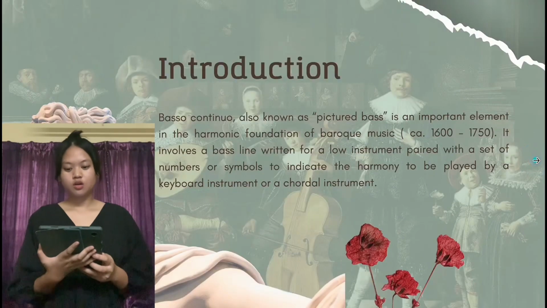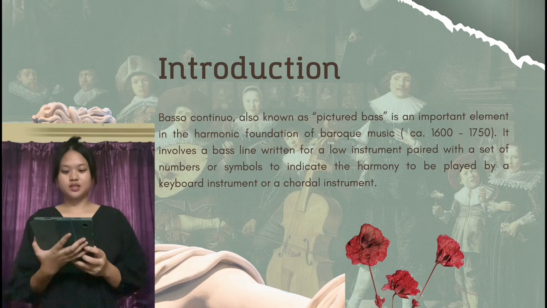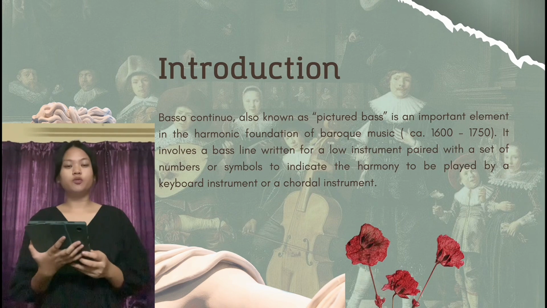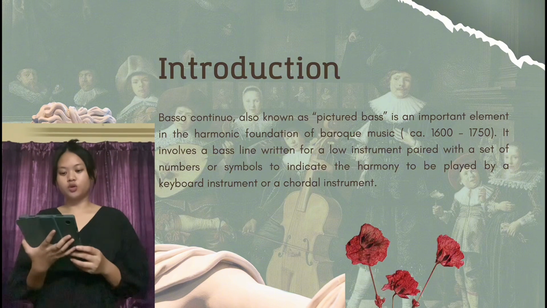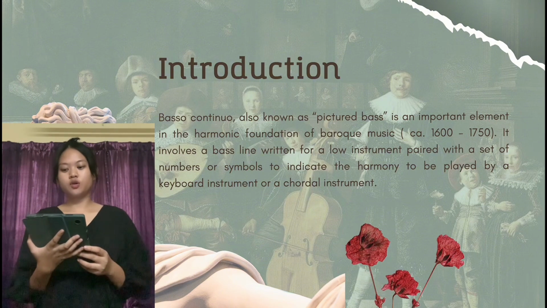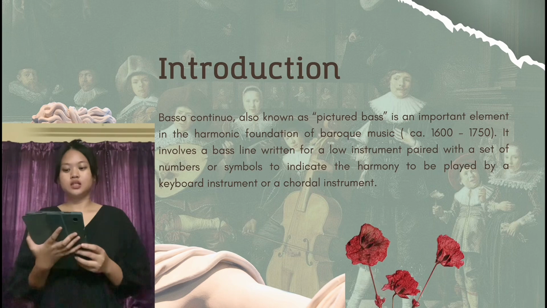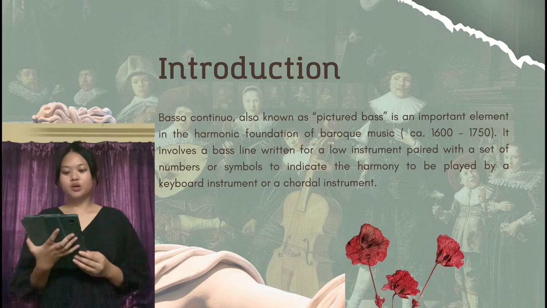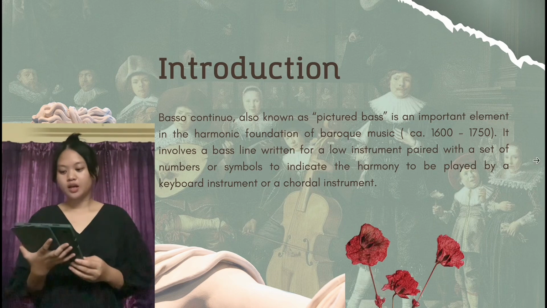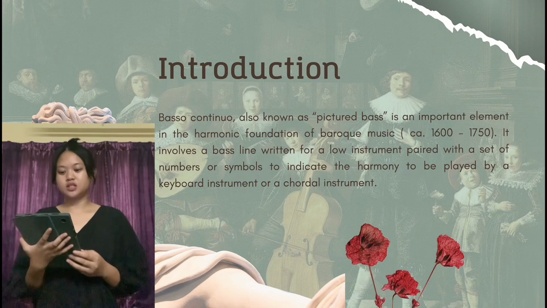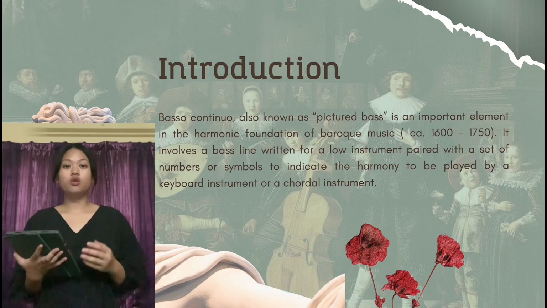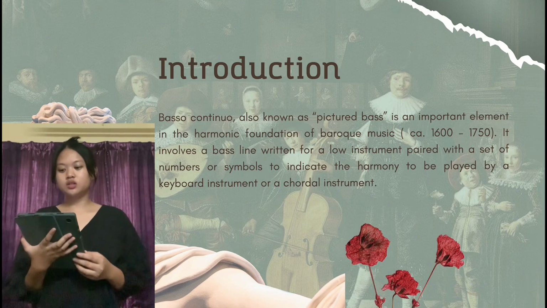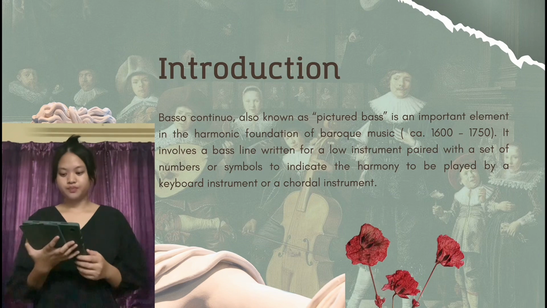Basso continuo, also known as figured bass, is an important element in the harmonic foundation of Baroque music. It involves a bass line written for a low instrument, such as cello or bassoon, paired with a set of numbers or symbols to indicate the harmony to be played by a keyboard instrument, such as harpsichord or organ, or a chordal instrument such as harp.